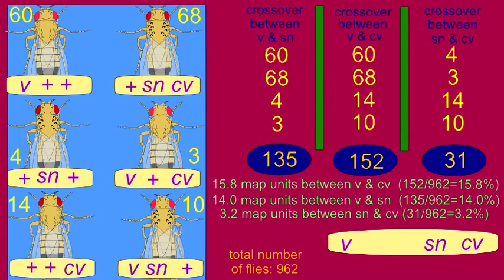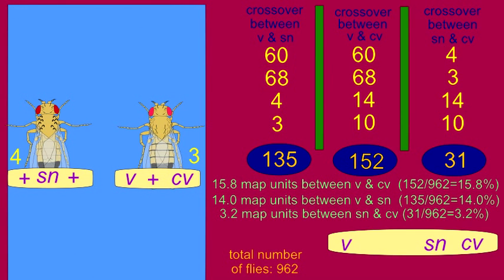A discrepancy becomes apparent because the map units between vermilion and cross-veinless, 15.8, should add up to be the sum of the map units between vermilion and singed, 14, and the map units between singed and cross-veinless, 3.2. But they do not add up. And this is because double crossovers have not been taken into account.